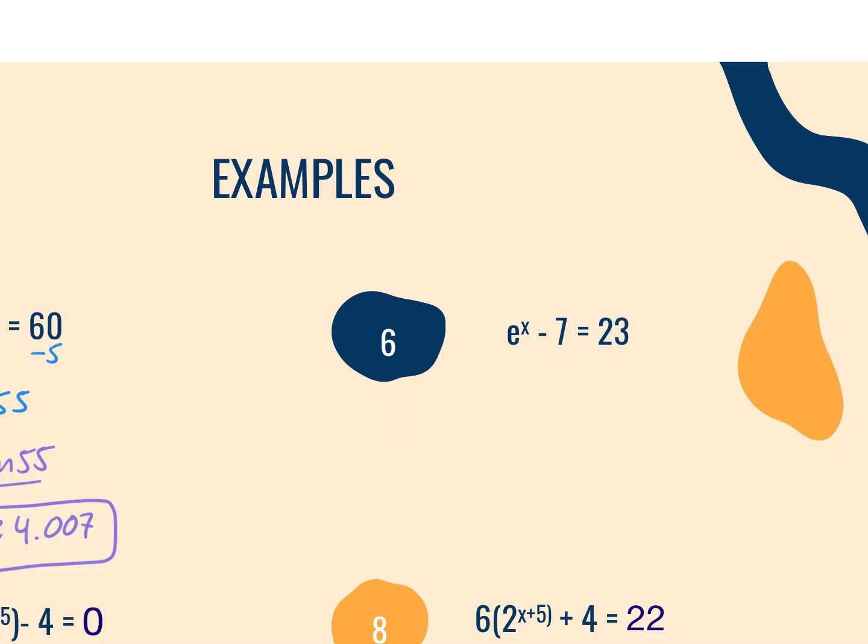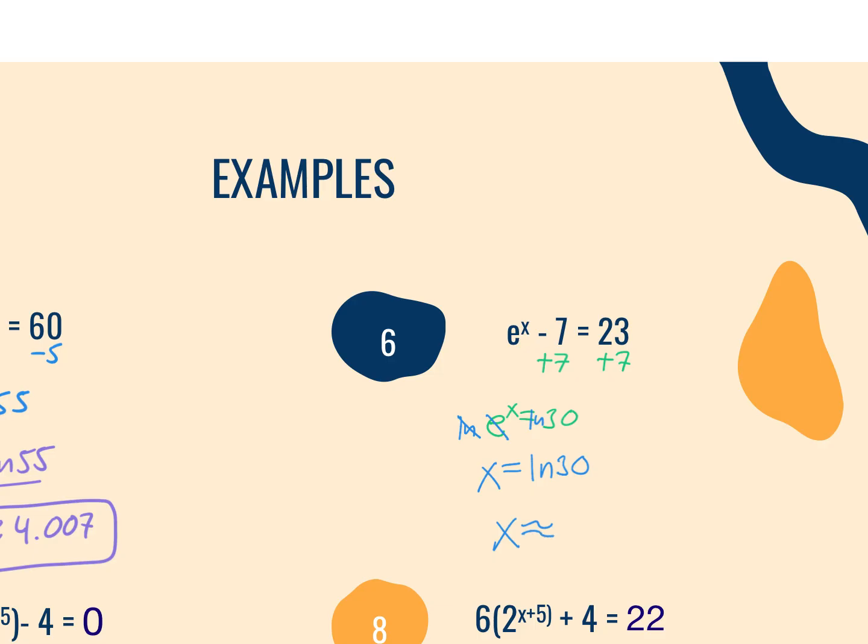And then hopefully you notice the next one's exactly the same. So let's add 7 on both sides. Let's get the e completely by itself. So then we get e to the x equals 30. And then once again, I'm going to ln both sides. And one of our properties of logs is that ln and e have the same base, so they cancel out. We get x equals ln of 30. And then that's our exact answer.